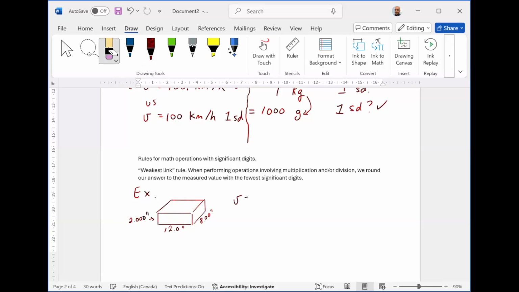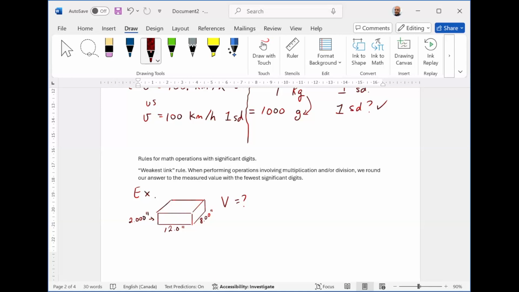No, that's not the symbol. Capital V. What's the volume of this block? Anybody remember that brain busting formula? How do we find the volume of a rectangular prism? Length times width times height.